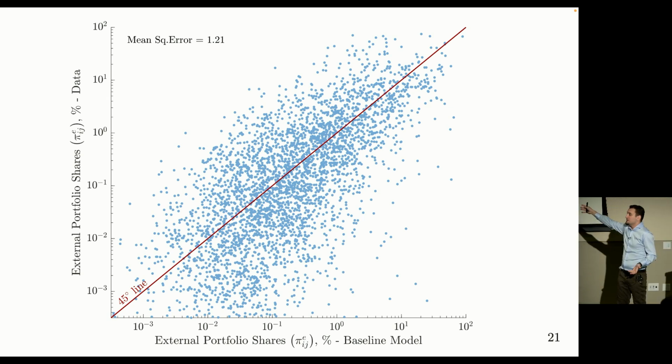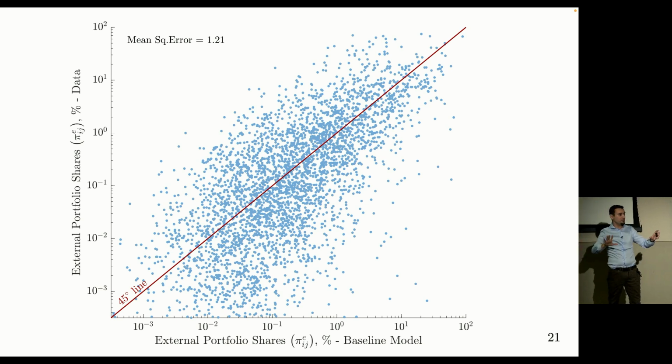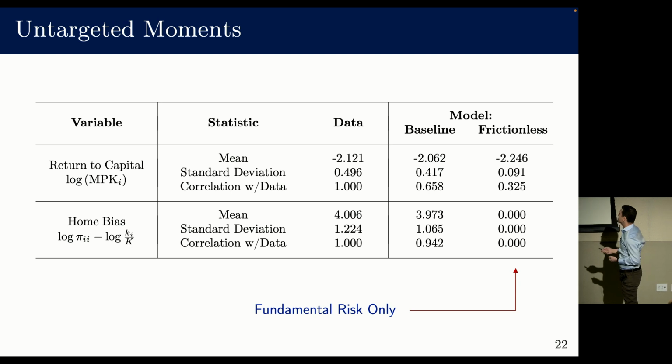Now, you might say, look, you targeted this correlation because you ran this regression. In part, what this regression does is find the betas that maximize the fit of this relationship, and that's absolutely true. So we think of this as a targeted moment of the model. The next question is, how well does the model do in matching stuff that it hasn't seen? And what stuff did the model not see? Rates of return to capital, specifically MPK, and home bias. So we look at both of these variables. These are the untargeted moments.